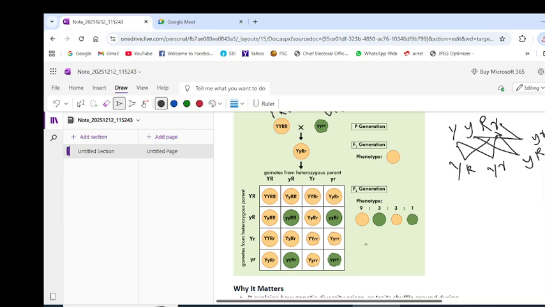Okay, so this is the example for a Punnett square. Here you can see yellow round, green round, yellow wrinkled, green wrinkled. The same gametes we wrote on this side also, the gametes from a heterozygous parent, and here also the gametes from a heterozygous parent. When these genes come together, all were yellow round.